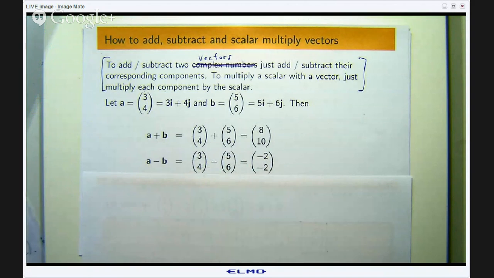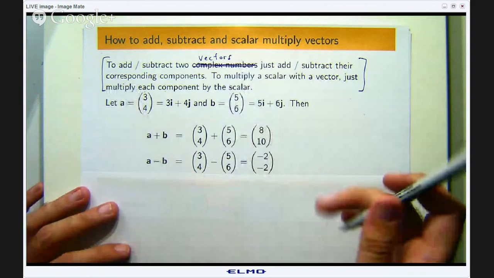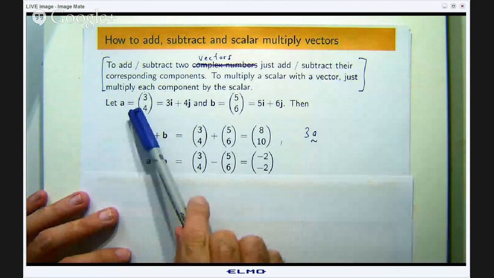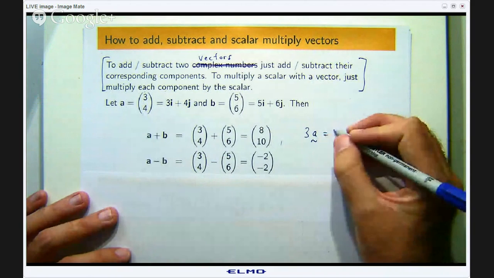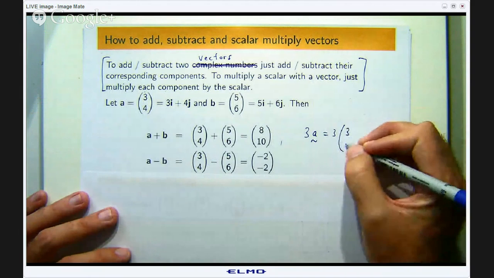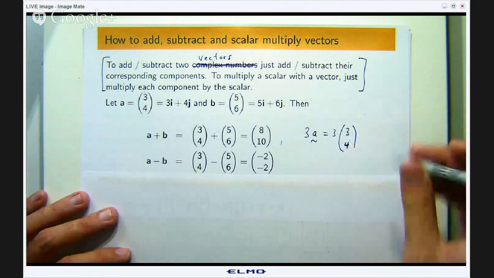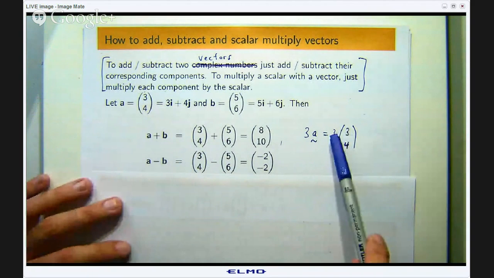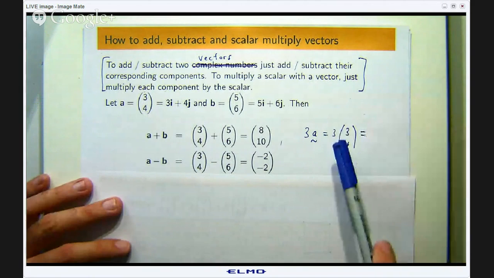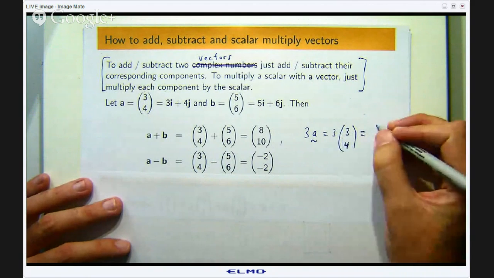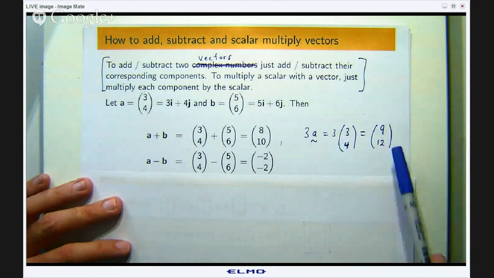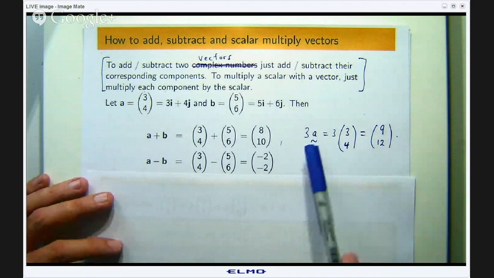Now, if I wanted to multiply a scalar, or just a number, with a vector, just multiply each component by the scalar. For this vector A, let's say I wanted to multiply that vector by 3. I know that geometrically this just involves stretching the vector by a factor of 3. But if I'm multiplying algebraically, I multiply the first component by the number 3, so I get 9. Multiply the second component by the number 3, and I get 12. And that is my column vector, which is the product.